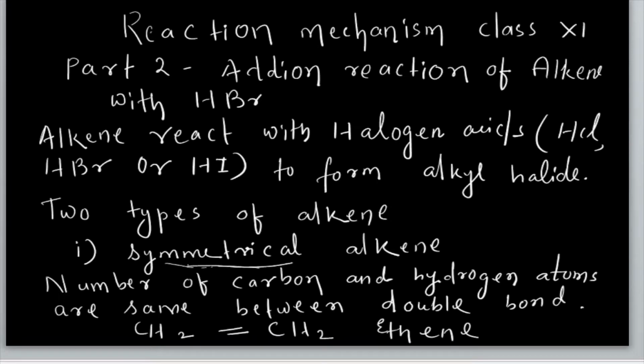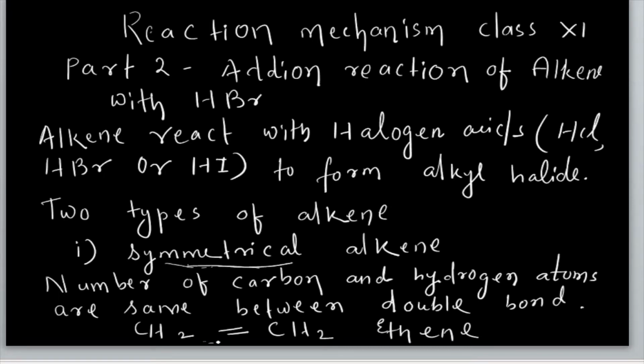Now what is meant by symmetrical alkene? You can say when there is a double bond, on both sides of the double bond there is carbon and hydrogen. Now you count the number of carbon and number of hydrogen on both sides of the double bond. If the number of carbon and number of hydrogen are the same on both sides of the double bond, then it is called symmetrical alkene.